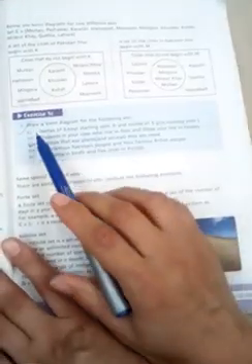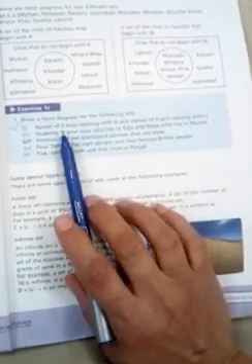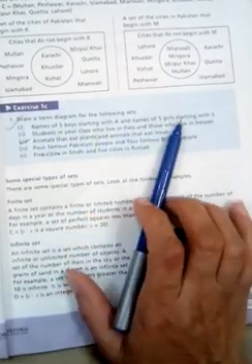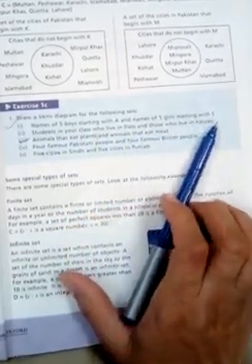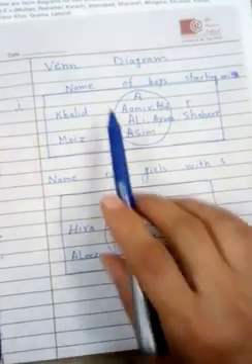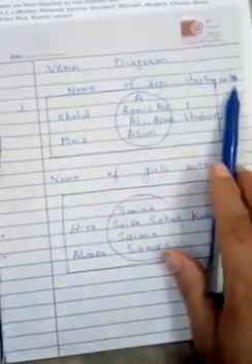Now I'm going to explain exercise 1C part 1. Exercise 1C is: draw a Venn diagram for the following sets. Names of 5 boys starting with A and names of 5 girls starting with S. For part 1, I have solved it for you here. Venn diagram part 1, names of boys starting with A.